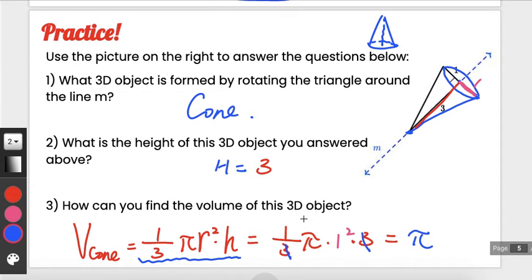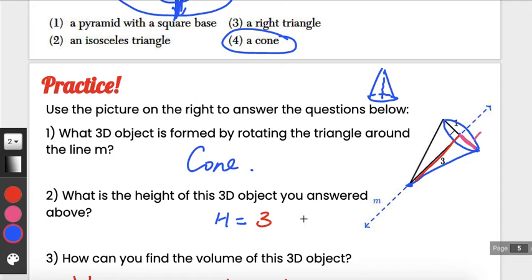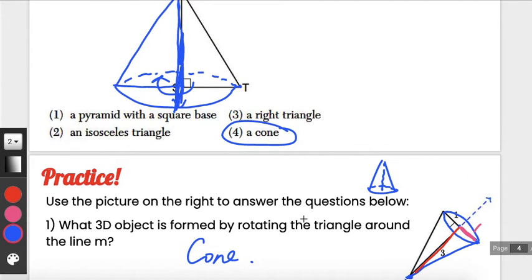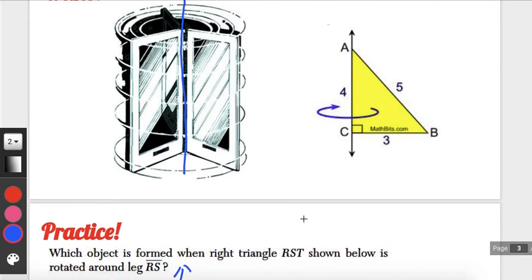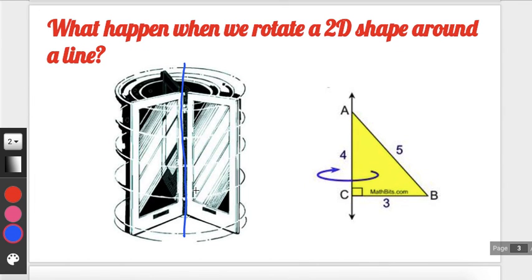Okay, so these are the two examples I wanted to show you, and I hope these two practices help you understand this topic better. Thank you so much for studying this topic, and you are always welcome to create your own picture to rotate along a certain line, and you will probably figure out different kinds of objects.